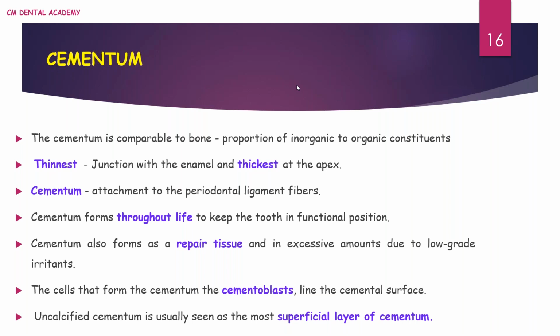The cells that form the cementum are called cementoblasts. These cementoblasts line the cemental surface. Uncalcified cementum is usually seen at the superficial layer. Because cementoblasts line the cemental surface, they lay down this uncalcified matrix.